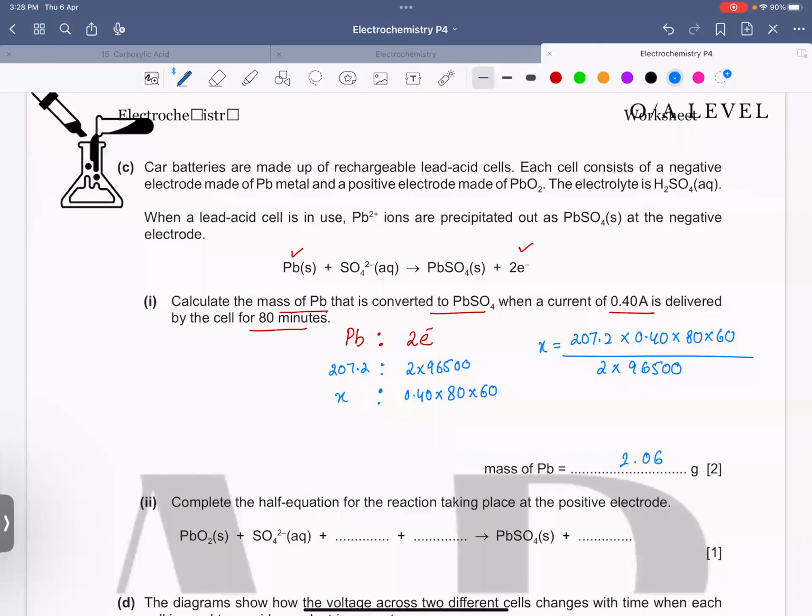No, you always write the answer in three significant figures until the examiner tells you to write in two or any other. Okay.